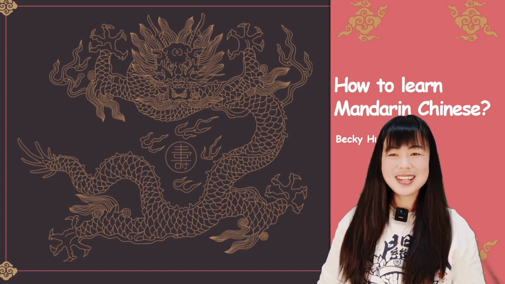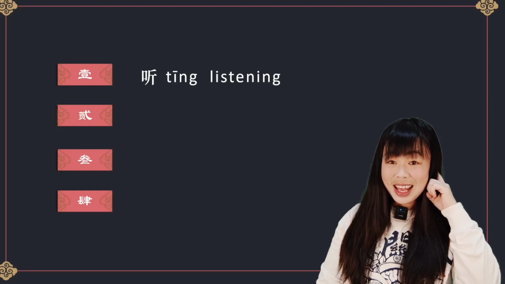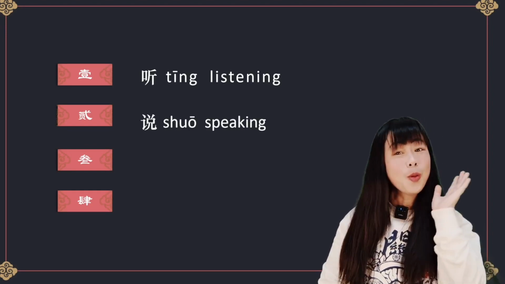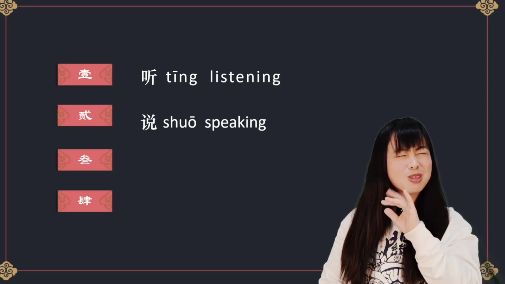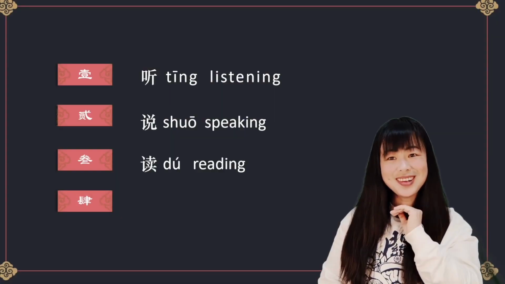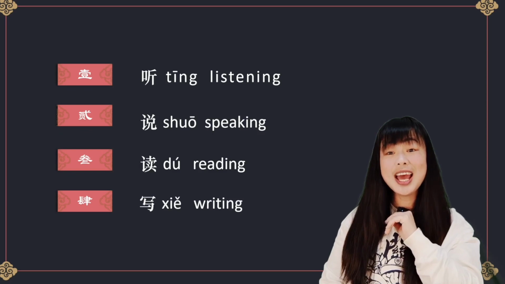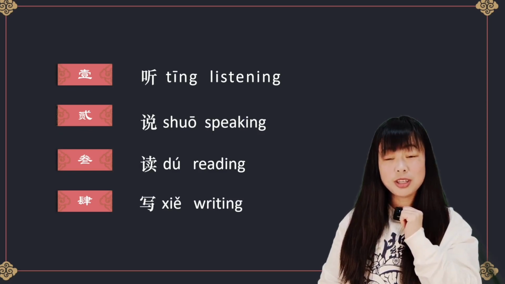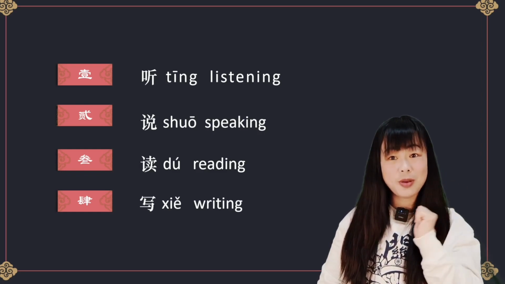Yes, we did it like this. First, we learned to listen, and then we learned to speak. And then when we were about maybe 3 years old, I think, we started to learn to read and write. Yes, that's actually the correct order for learning any language.